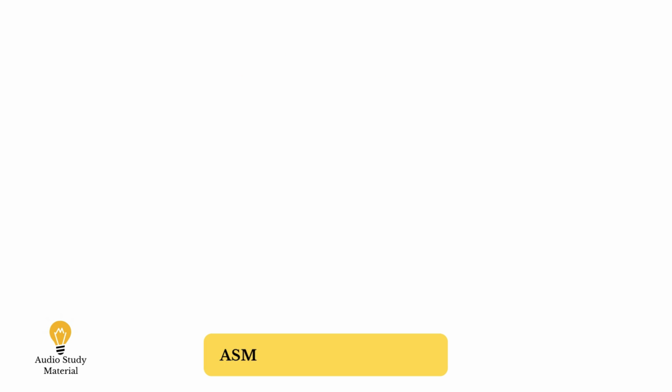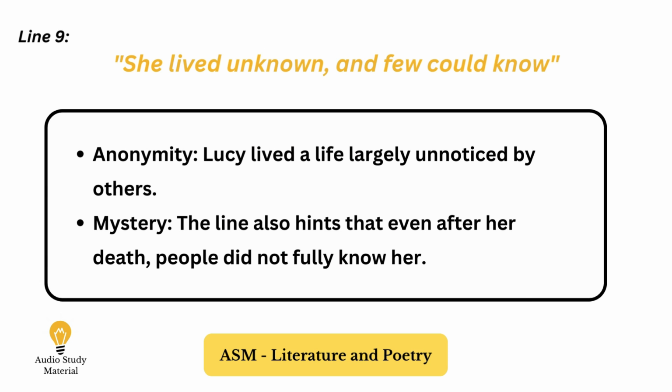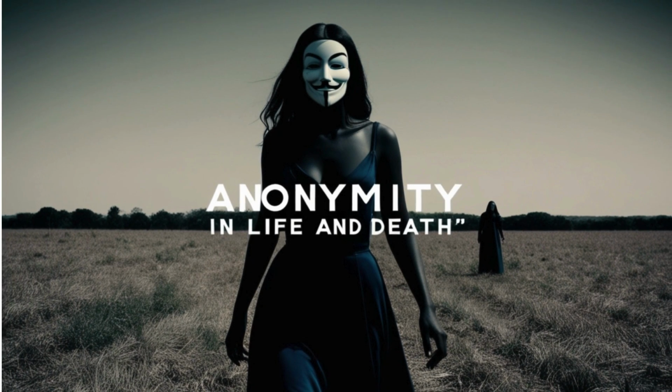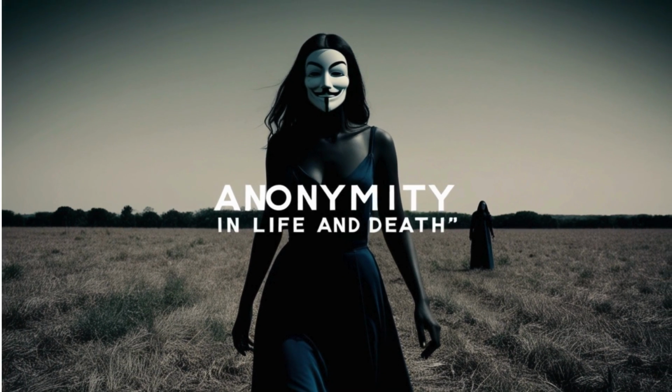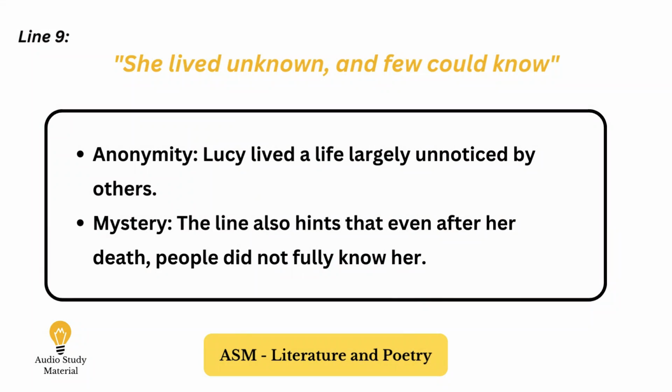Line 9. She lived unknown, and few could know. Lucy lived her life in obscurity, and even in death, few people knew about her. The phrase few could know suggests not only that Lucy was unknown to most people, but also that she was perhaps unknowable, as if her true nature was hidden or inaccessible to the world around her. This line continues to highlight her isolation and the mystery of her life.